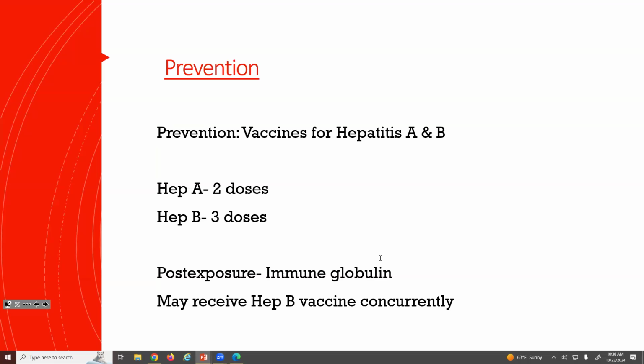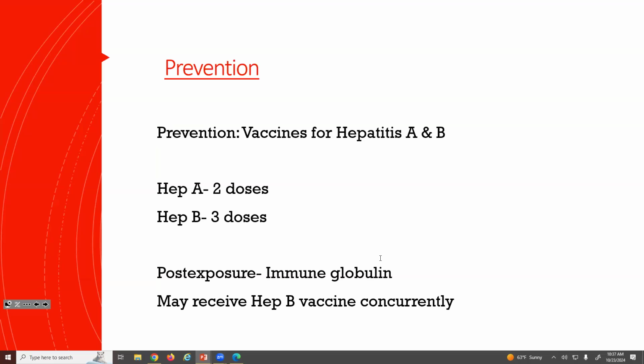Post-exposure, right? How are we going to treat this after we've been exposed? You can actually get the immune globulins to help fight that viral infection. And you may also be able to get your hepatitis B vaccine while this is going on. So if you have been exposed to hepatitis B, you may also be able to receive the vaccine to help prevent that future infection, along with your body's own immune response. Everybody following me so far? I think that once I get to immunities, everybody.